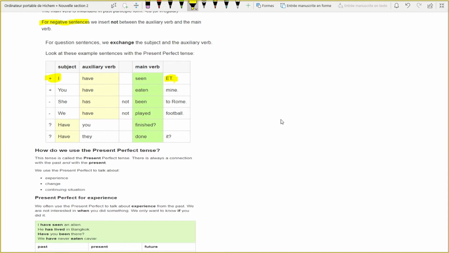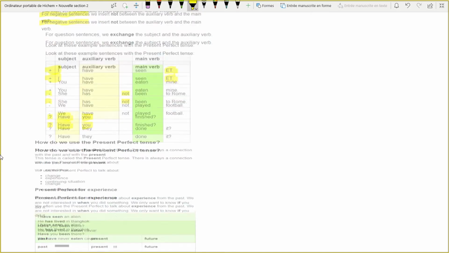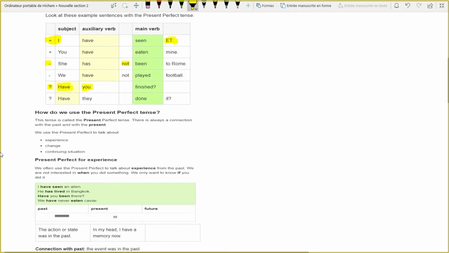Same thing with the second example. You have eaten mine. She has not been to Rome, right? So this is the negative form if you want. She has not been to Rome. So not is inserted between the auxiliary verb and the main verb. This is very important to remember. And when it comes to the question sentences, we invert or exchange the subject and the auxiliary verb, which means the auxiliary verb now is here and the subject is here, right? Which is not the case with the other examples.